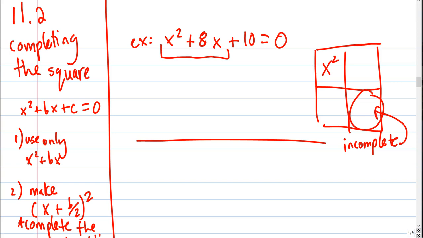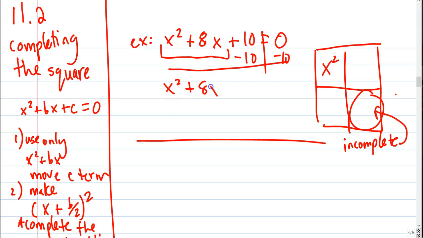First thing, just as a recap, this will not factor. There are not two whole number factors that multiply to make 10 and combine to make 8. That does not mean this is not solvable. It just means factoring is not the method we use. So what do we do? Since we're only going to use the x squared plus 8x and not really the 10, we move that first. That's our first step: use only the ax squared plus bx, and move the c. So I subtract 10 on both sides, and just have x squared plus 8x equals negative 10.